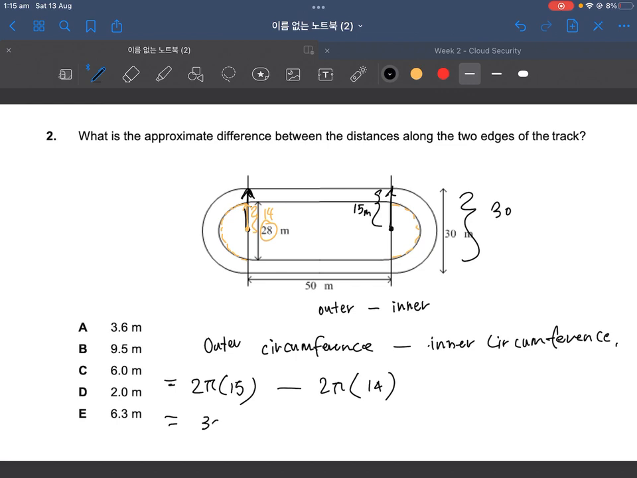We find that this is 30 pi minus 28 pi, which is 2 pi. And we know that pi is 3.14. So 2 times 3.14 is essentially what we're doing, which is 6.28. Now we round this off to the nearest decimal place. So that's 6.3 meters, which is our answer E.